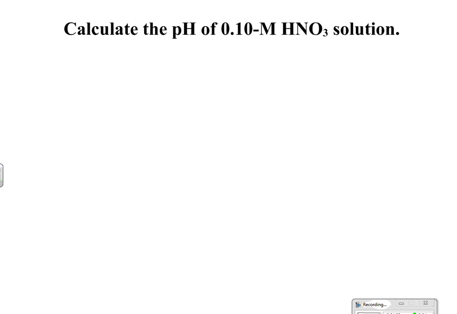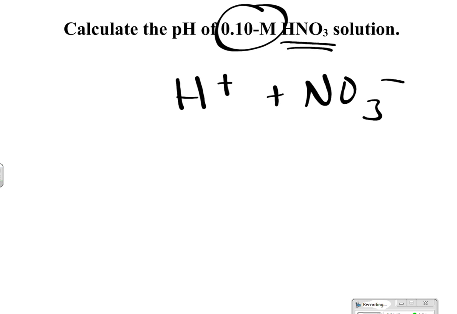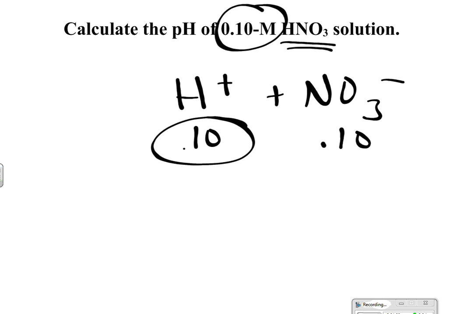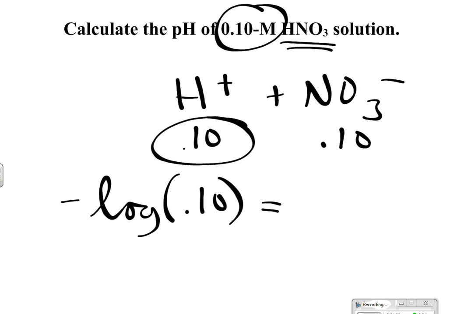If you notice, HNO3 is a strong acid. I have 0.1 molar HNO3, which means since we know it breaks apart completely, I end up with 0.1 of this and 0.1 of that. And since I have the H3O plus or the H plus, all I do is take the negative log of 0.1 and I end up with a pH of 1.0. That's my pH. So when we realize it's a strong acid, it's a very simple calculation, just the negative log.